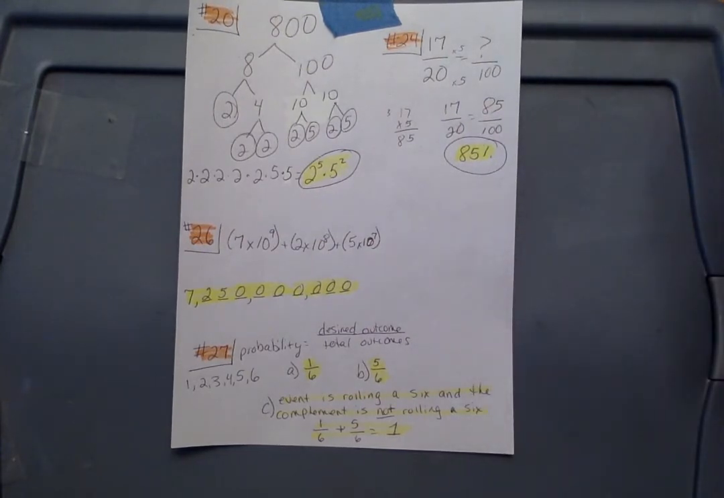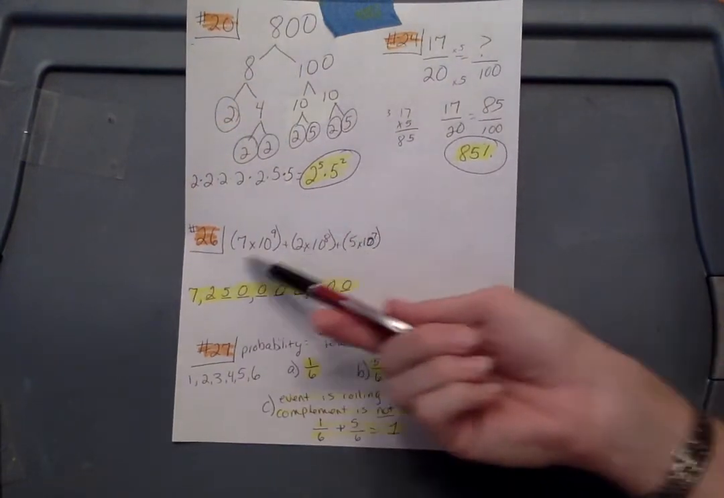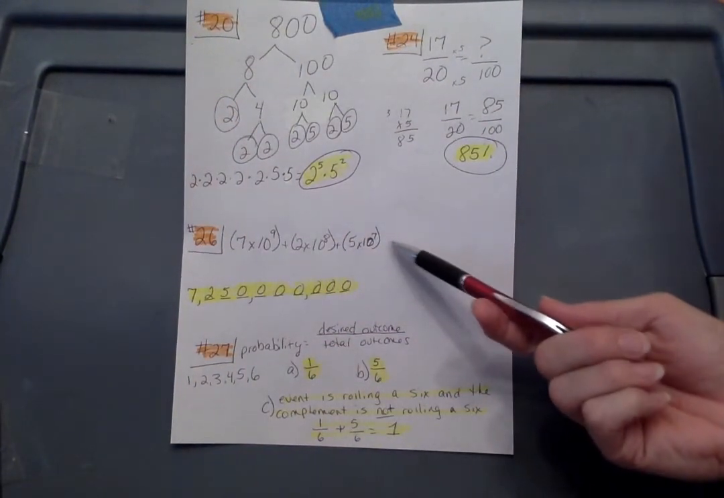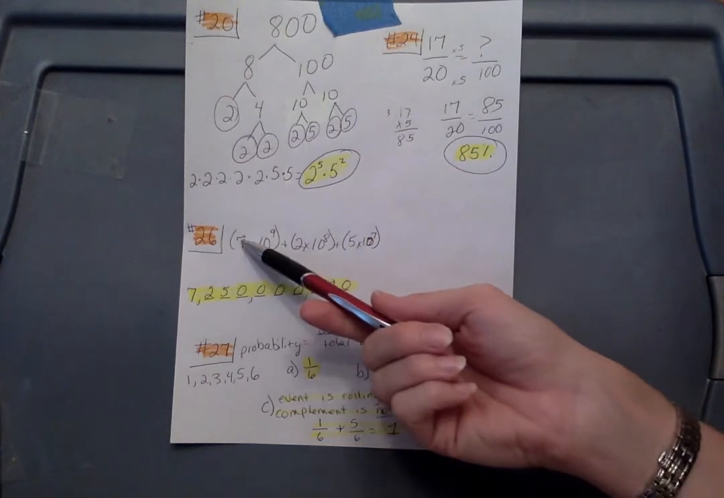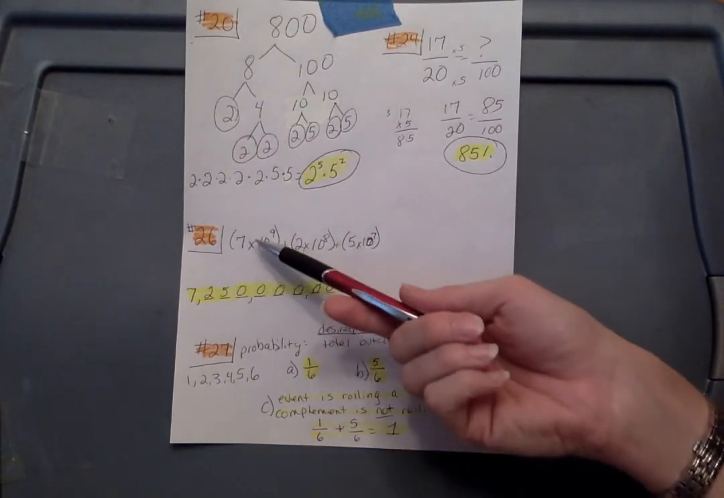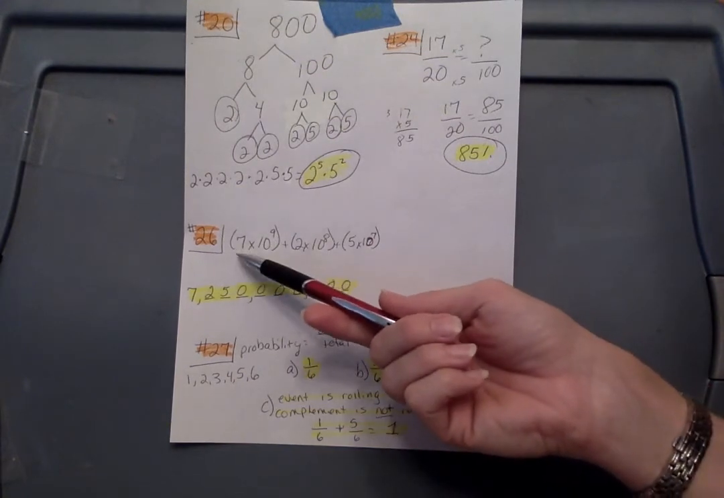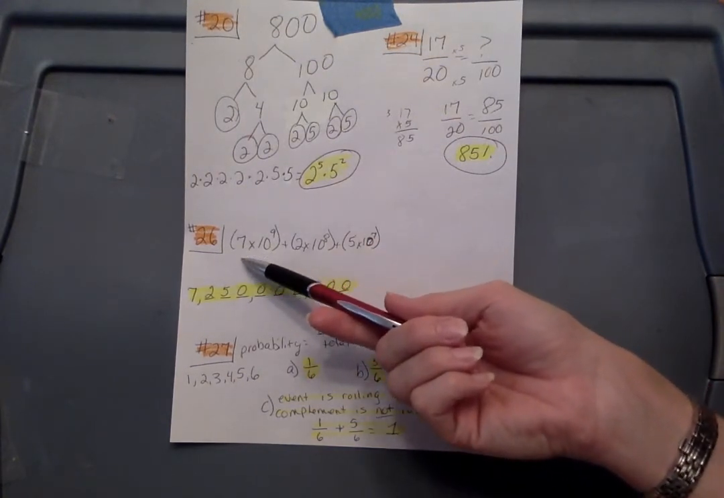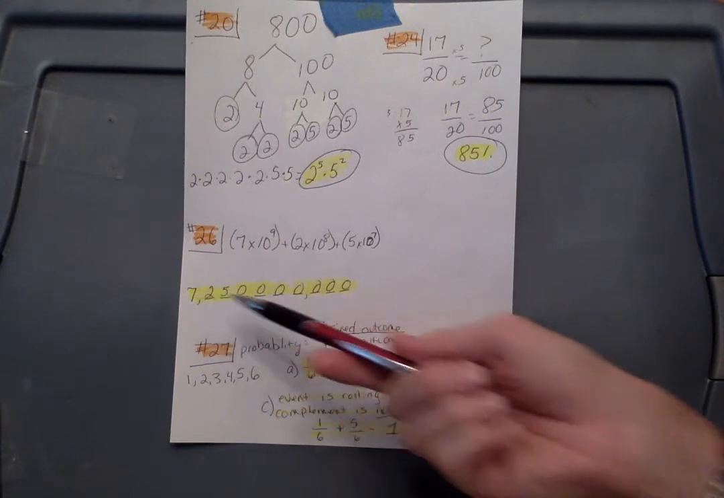Number 26, they want us to write this number that's in expanded notation. They want it in standard form. 7 times 10 to the 9 plus 2 times 10 to the 8th plus 5 times 10 to the 7. Well, 10 to the 9 puts the 7 in the billions place. Okay, so I wrote a 7 in the billions place.